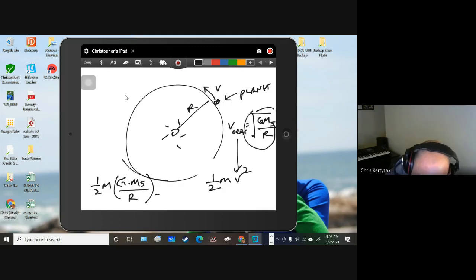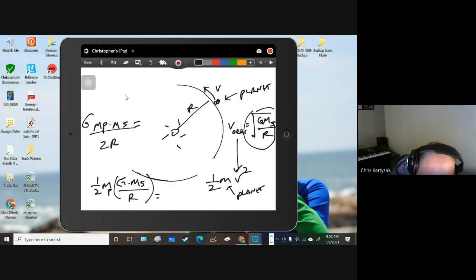What does that end up looking like? This little m right here is the mass of the planet, because we're talking about the kinetic energy of the planet. So what does that end up looking like? Usually we write G first. G times mass of the planet times the mass of the sun all over 2r. That represents the kinetic energy of the planet.